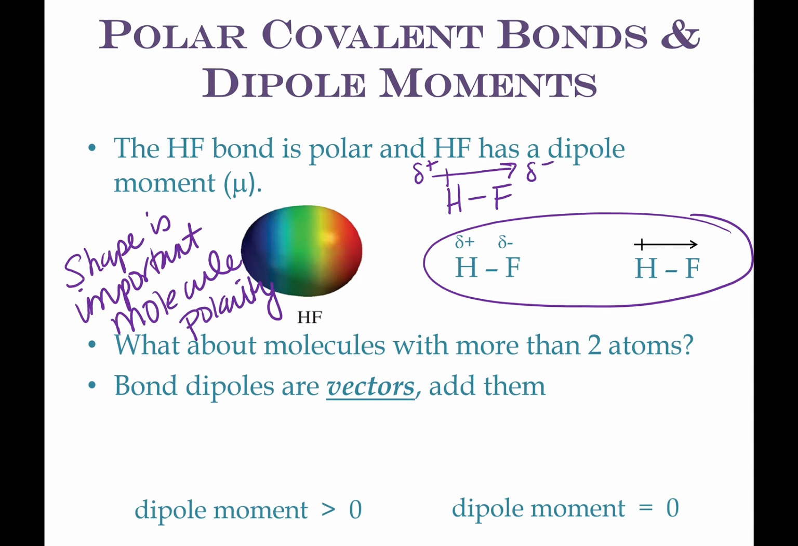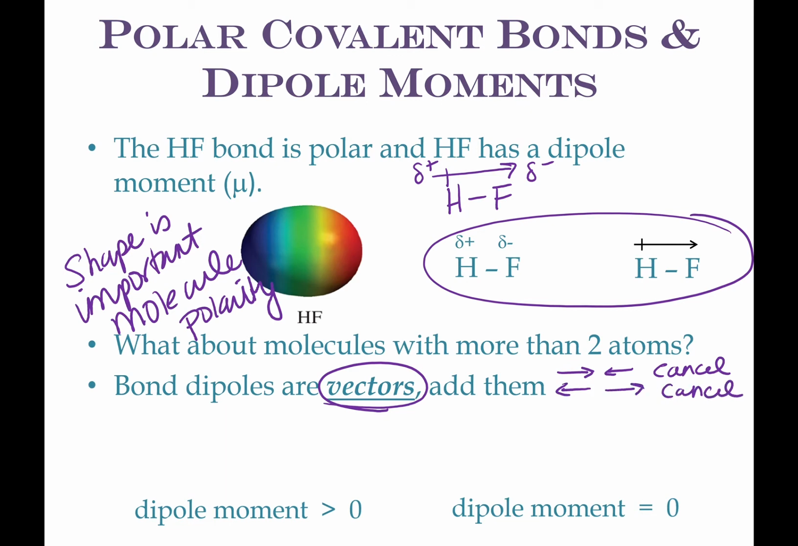So bond dipoles can be thought of as vectors. And when they are going in the same direction, like something like this, we can assume they're the same value, they will cancel out. Also, if they're pointing directly away from each other, they will cancel out.